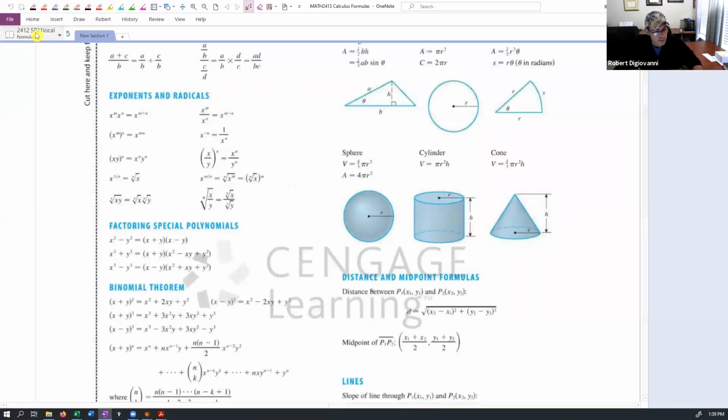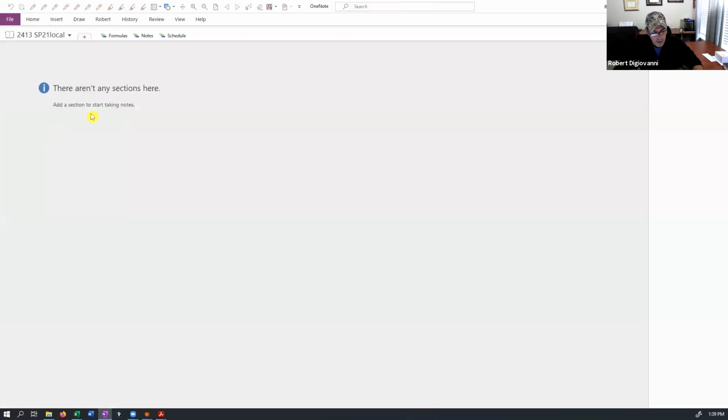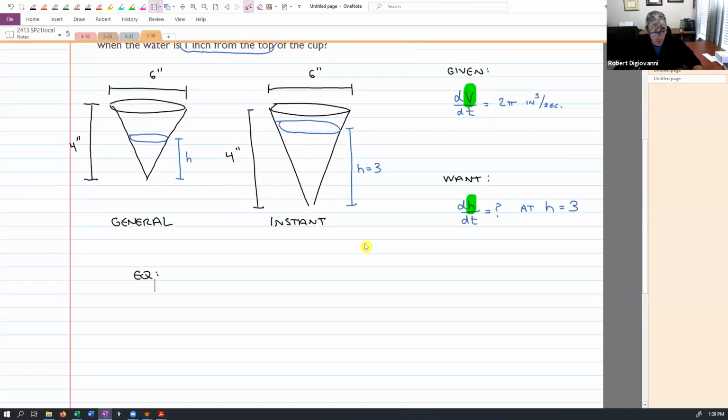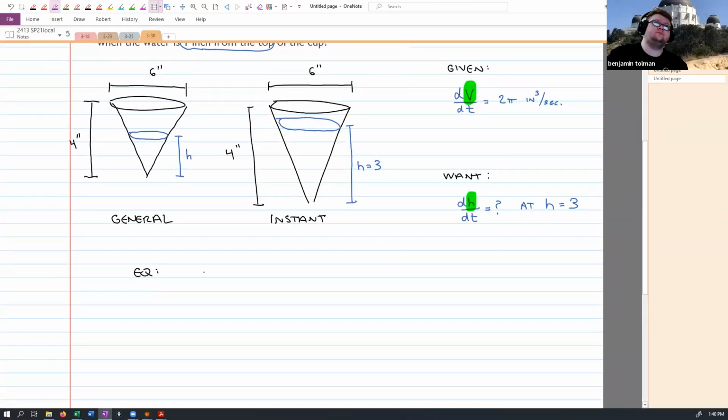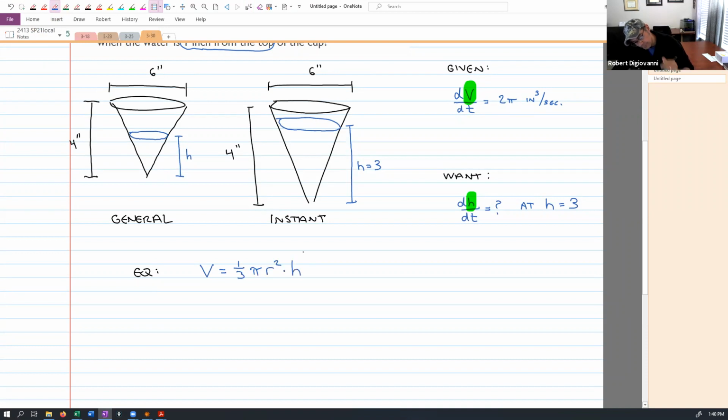So here's what I know. When it comes to a cone, the volume will be 1/3 pi times the radius squared times h. Any questions?